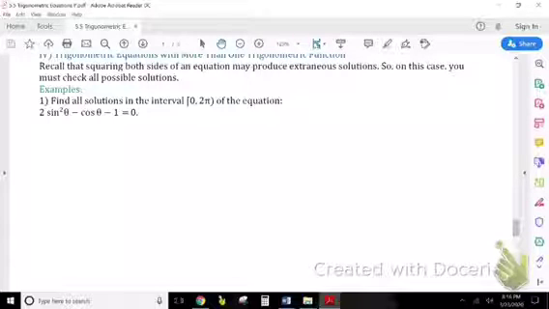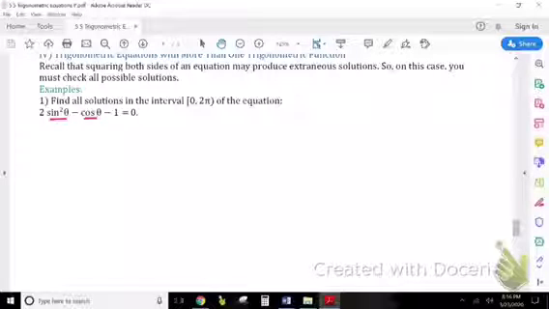Alright, so look at example 1. It says find all the solutions in the interval from 0 to 2 pi of that equation. Well, again, we've got two different trig functions here. We have sine squared and we have cosine. And so there's some relationship there in which I need to be able to change them to just one trig function. So either they both need to be a sine or they both need to be a cosine. Well, what do we know about sine squared?